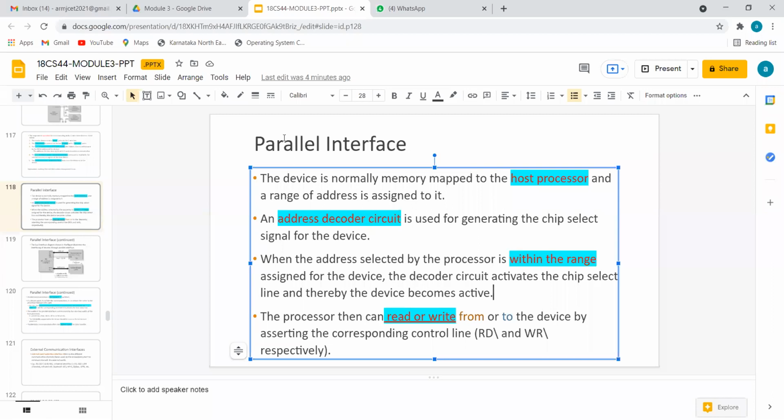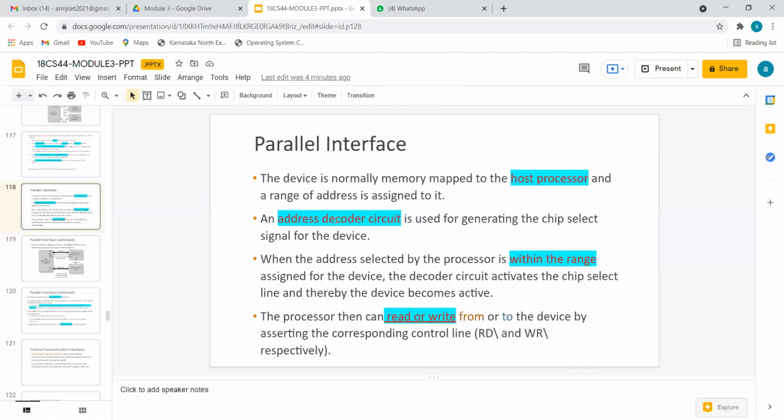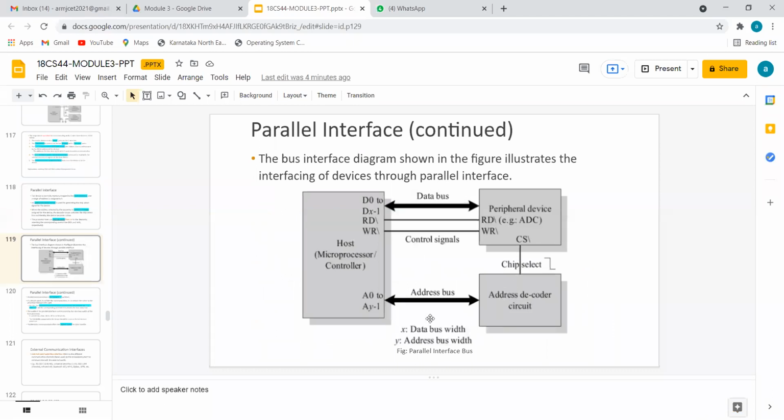Through this parallel interface, we can perform both read as well as write. Let's see how it works. One more important thing is the address decoder circuit. Let me elaborate, with an assumption here. I will use some notations.